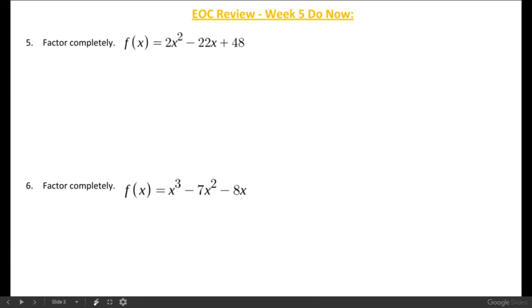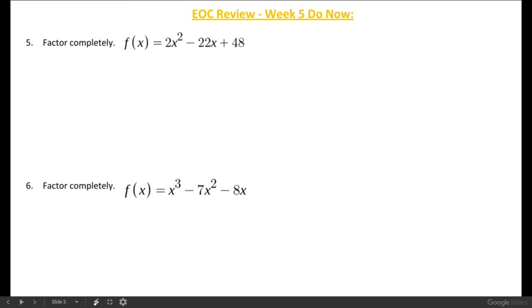Okay, so I have two more that I want to show you, and it's just because they're a little bit harder. So when we look at question number 5, we are going to factor here. As soon as you look at this problem, this was something that I pointed out to you in class all the time. These numbers are pretty large.